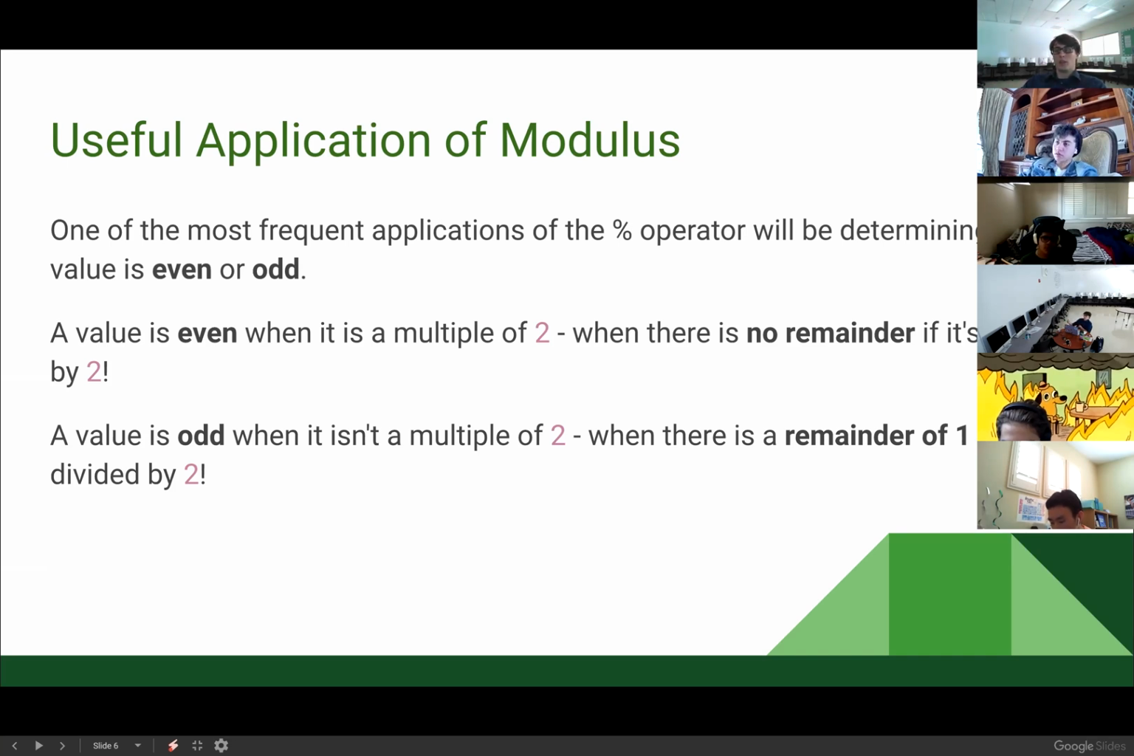So the only available remainder when you divide by 2 is 1, because if you add one more, the next number will be divisible by 2. So when there is a remainder of 1 if you divide by 2, that number must be odd. So we can use our modulus to check, is any given number even or odd?